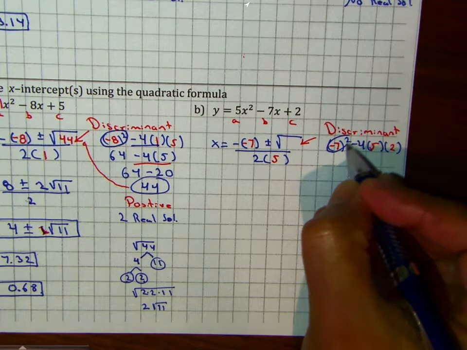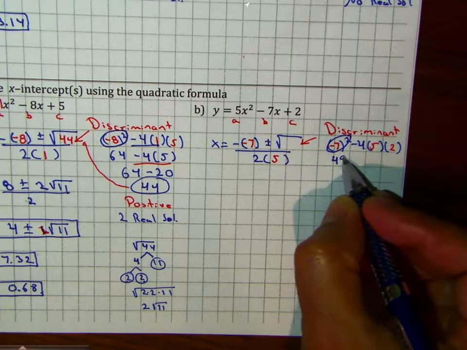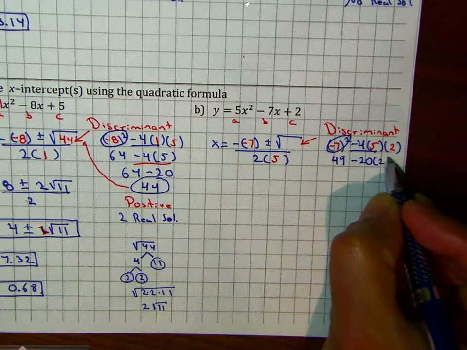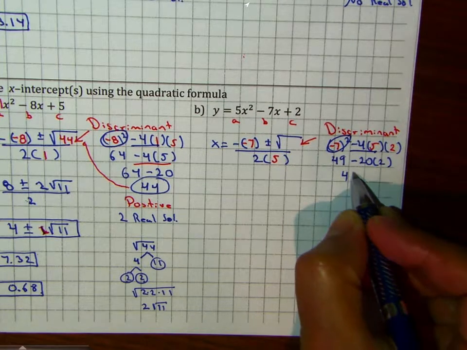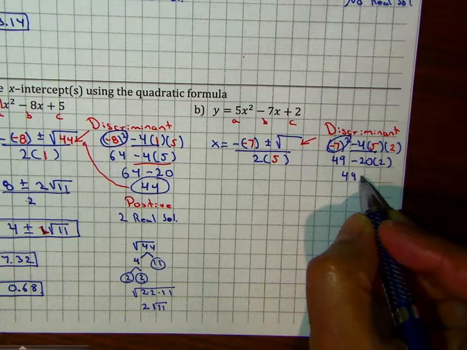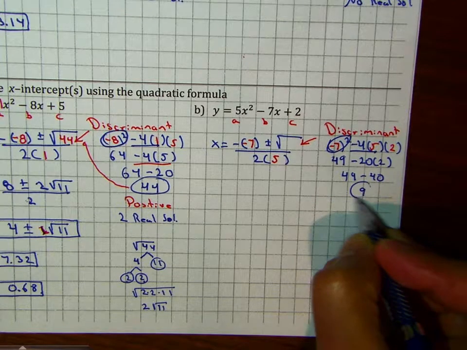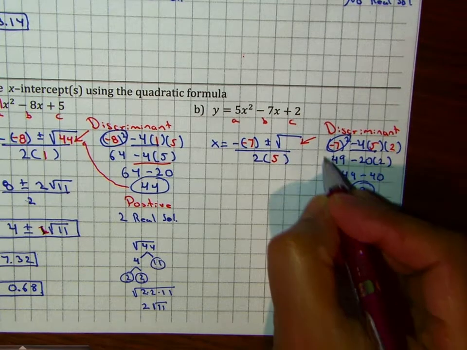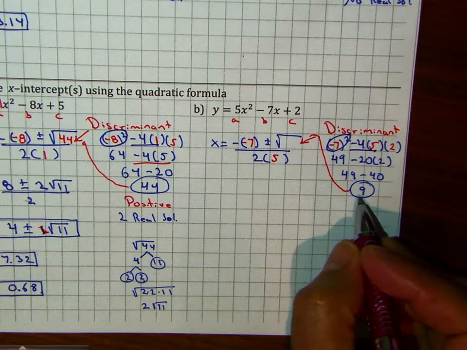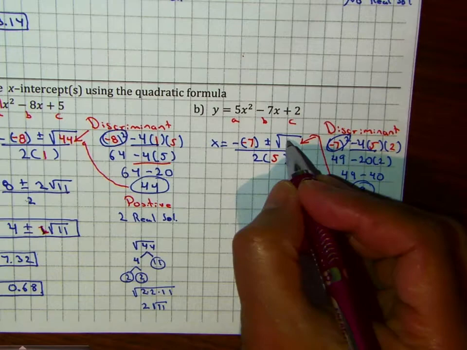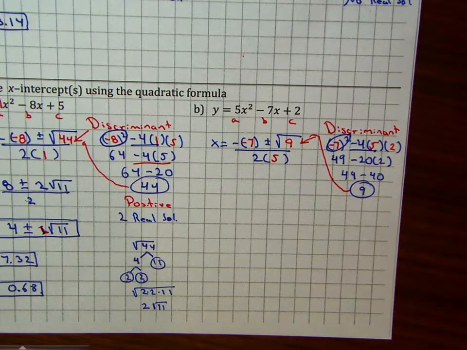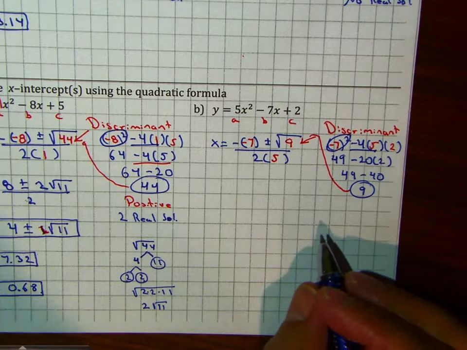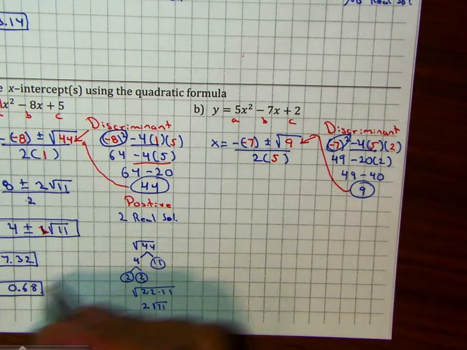Negative 7 squared is negative 7 times negative 7, which is positive 49. That gives me minus 20 times 2. So it gives me 49. Negative 20 times 2 is negative 40. So it gives me 9. Therefore that goes inside the square root. Now that is a perfect square. That means we're going to simplify nice and neat into two different numbers. We might end up with a fraction, but that's still better than decimals.